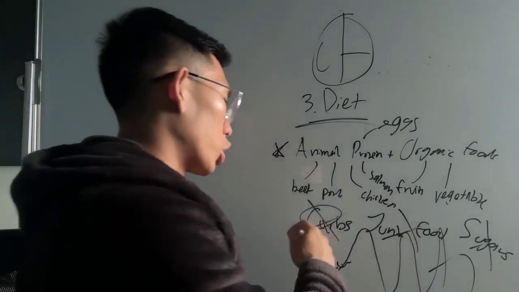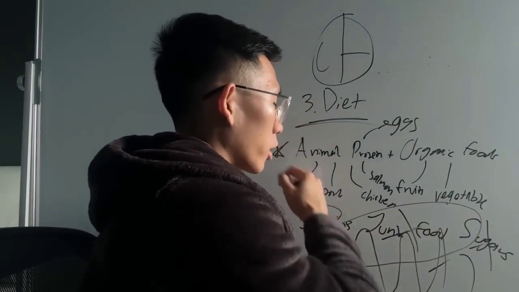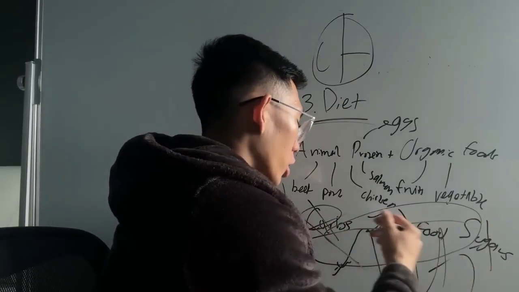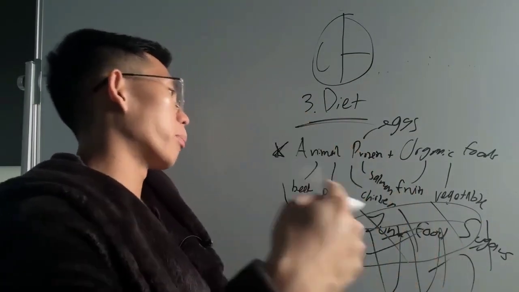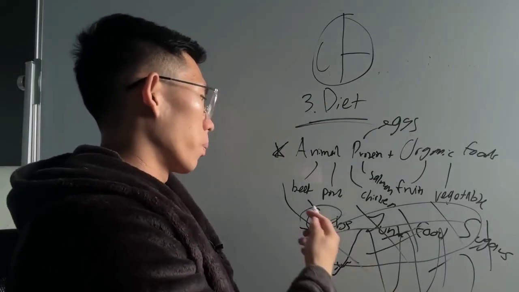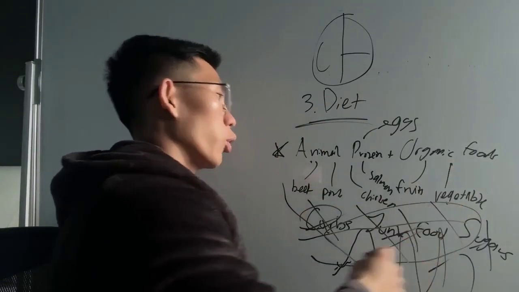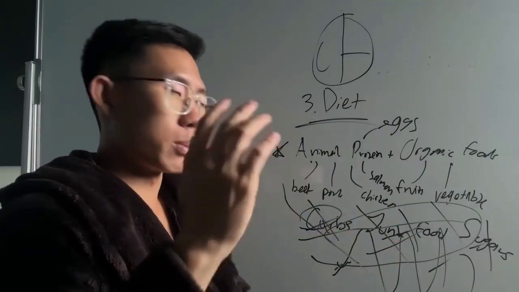And we end up indulging in stuff like this, which does not actually help you at all, and you're just putting poison into your body. You're completely just putting poison into your body. Just stick to animal protein, organic food, that's it. As simple as that. Keep it as simple as possible.